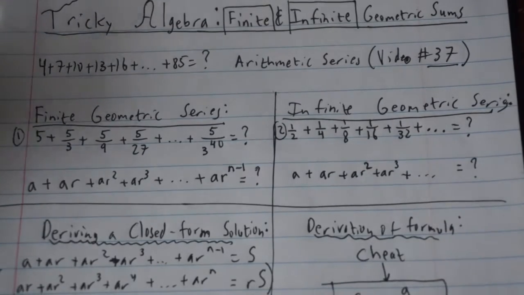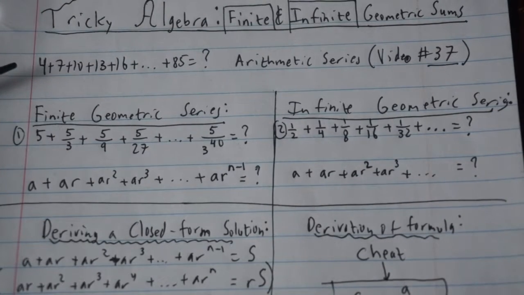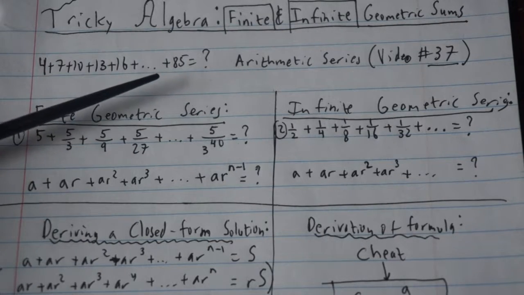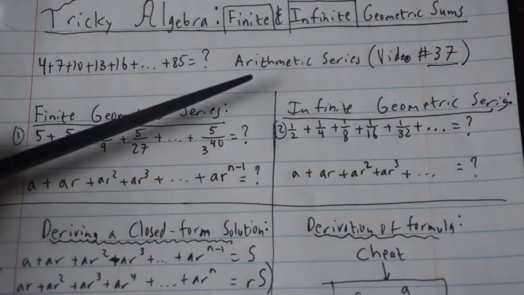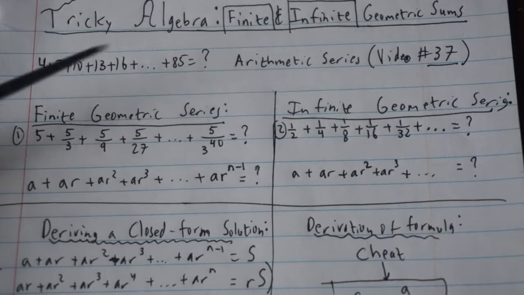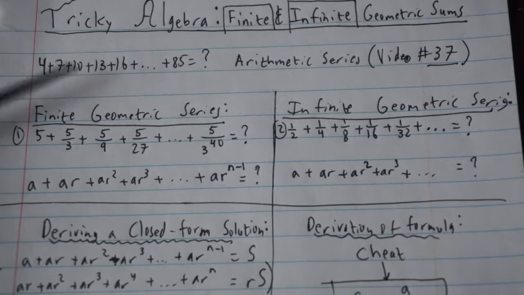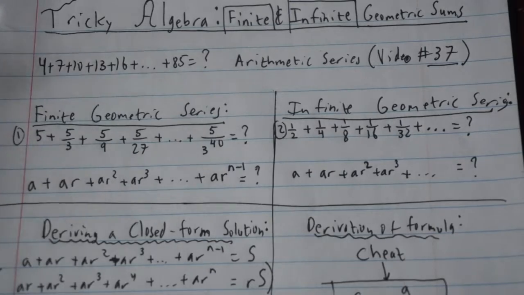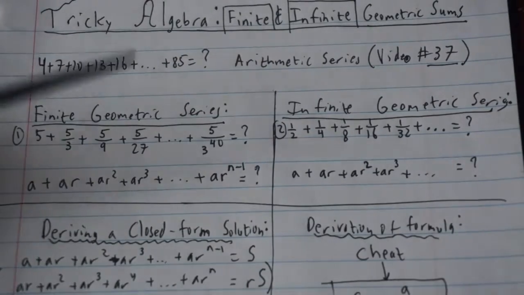So to recap a little bit, we've seen problems such as this: 4 plus 7 plus 10 plus 13 plus 16 all the way up to 85. And these are called the arithmetic series. Arithmetic just means that the difference in the terms is always plus the same number. So this is plus 3 plus 3 plus 3. And if you go to video number 37, we'll go over how to do that in that video.